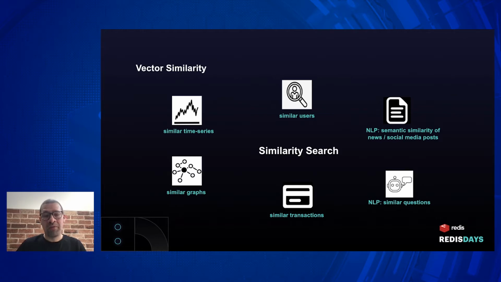There are multiple types of applications that can be powered by vector similarity. Similarity search is one of them. If you spot similarity in time series data, you could spot similar trading patterns, and that in turn can lead you to trading opportunities. Similarity of graphs could reveal connections between different sets of actors. Similarity of transactions can power fraud detection and threat detection applications. Similarity of users and products could also power personal recommendations.